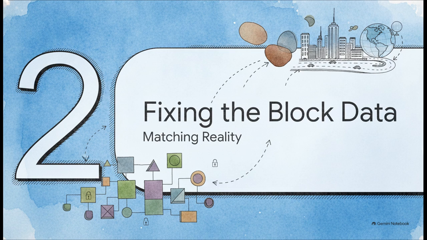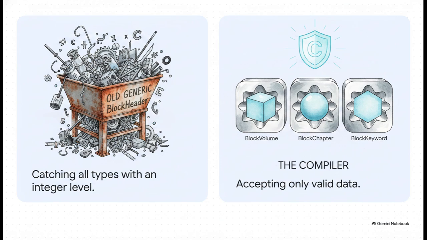Moving to Section 2, fixing the block data. Let's see how we match that domain right back to reality. The fix here was absolutely crucial. The author broke down a generic, catch-all structure into strict, highly specific components. See, the old generic block header tried to do everything all at once. It took a type, an integer level, text, and header info.